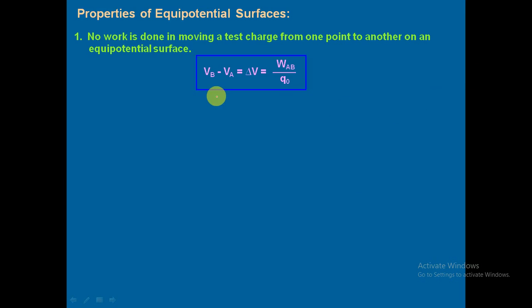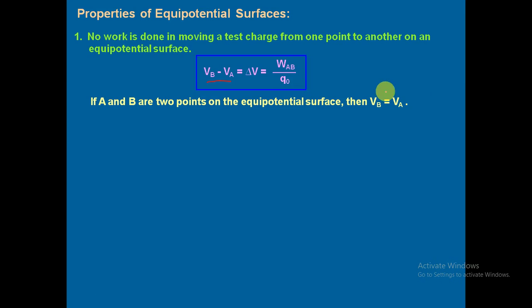So this formula you can see here. We know the potential difference between the two points B and A, how can we define it? This is the work done in moving the charge from A to B per unit charge which we are moving. Now for the equipotential surface, VA and VB are equal. So this change in potential would be 0 for the equipotential surface, and so in that case work done would be 0.